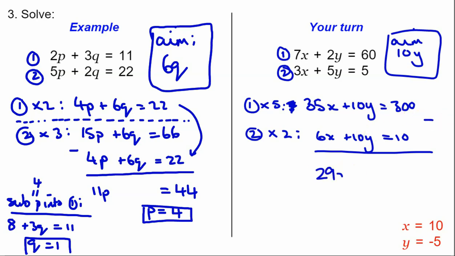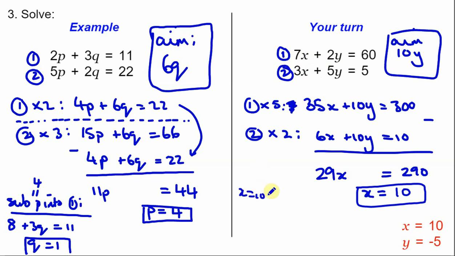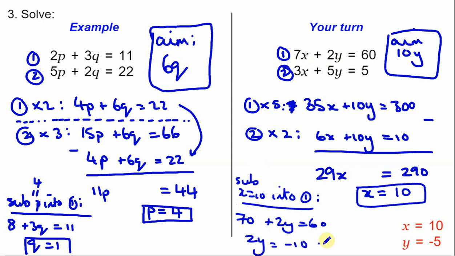So this is going to be 29x equals 290. So x equals 10. And then I'm going to sub x equals 10 into, I'm going to do it into number 1. So x equals 10, that's 70, plus 2y equals 60. Take away 70 from both sides. 2y equals minus 10. y equals minus 5.